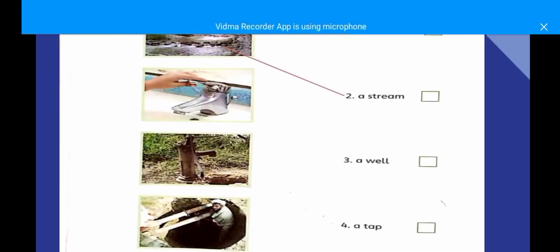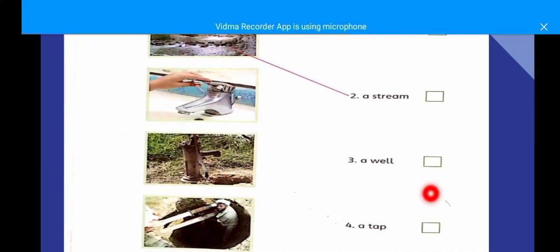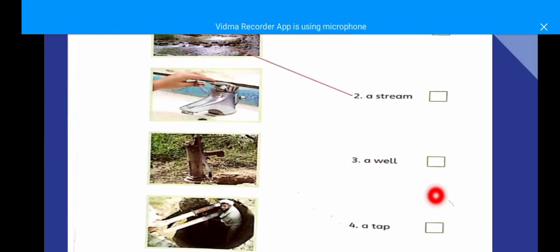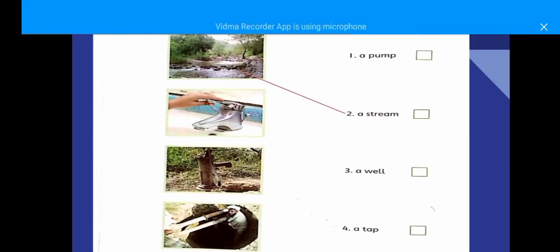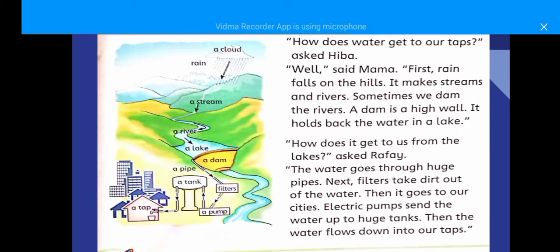And here in the last box, you will make a tick also, with the fourth one, a tap. So you will make a tick here. And I hope that this exercise is done now. So let's move on to the next page, our last page, which we are going to cover.